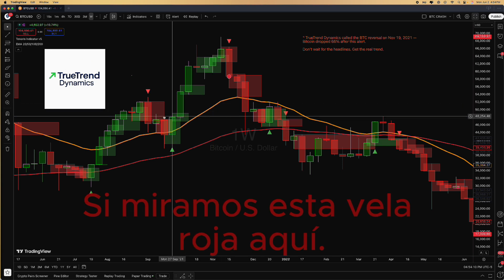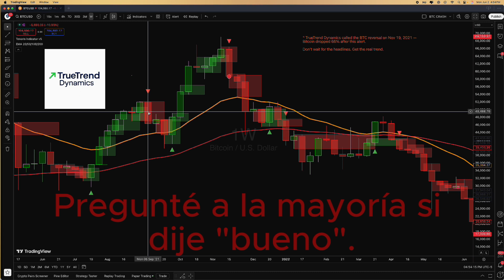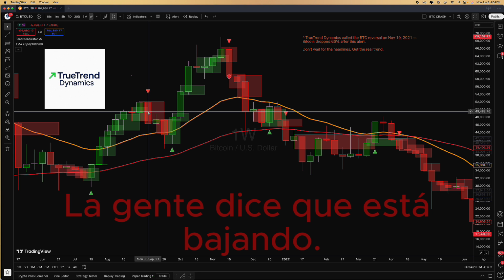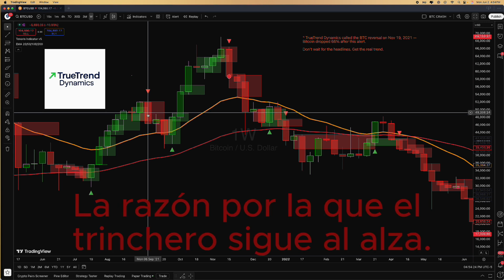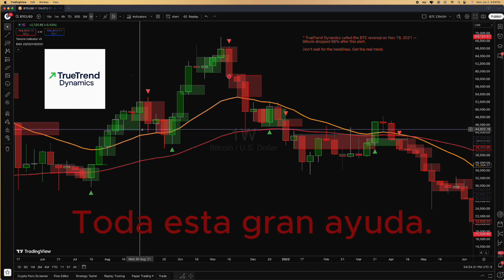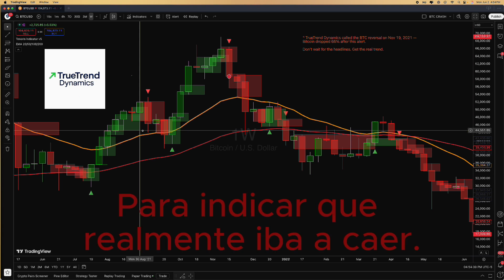So if we look over here at this red candle, if I ask most people, what is the trend, up or down? They'd probably tell me it's down. It's not. The trend's still up. The reason the trend is still up is because this red candle has not broken through all of this green support. It would need to close at a minimum below this box to indicate that it was going to really go down.